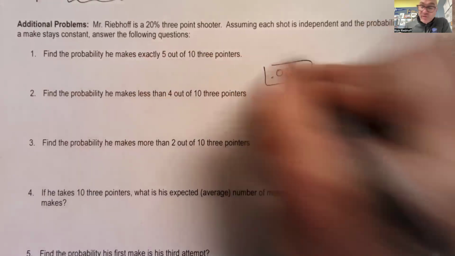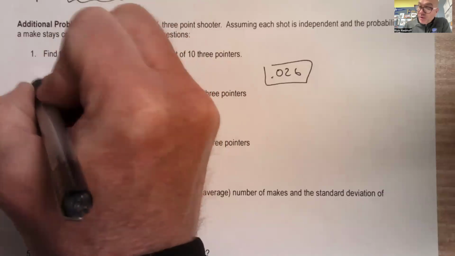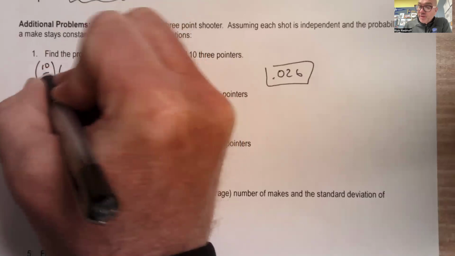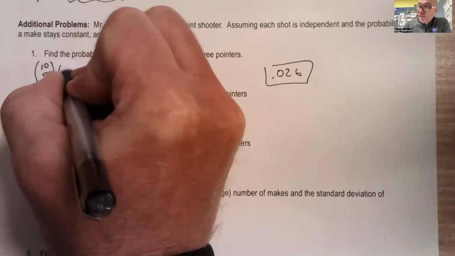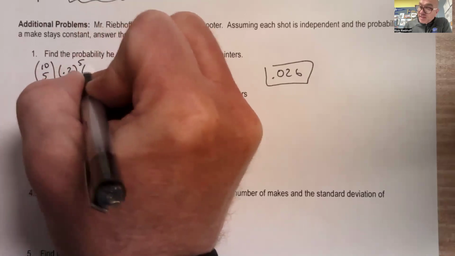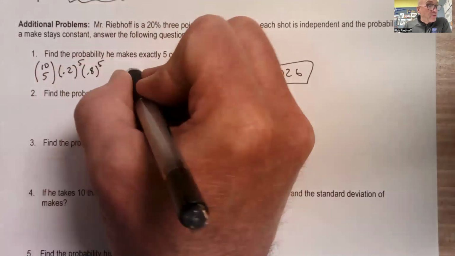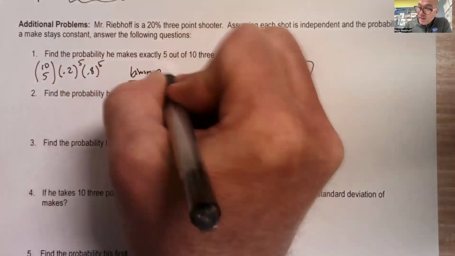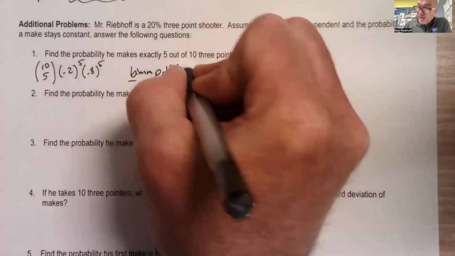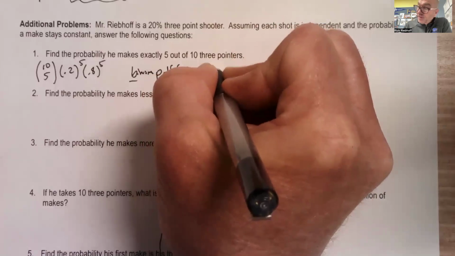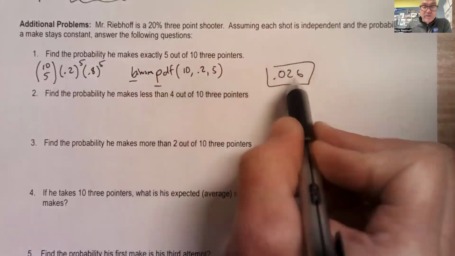You can get that a couple of different ways. You should be able to use the binomial formula, know how it works, and explain to somebody how it works. Should be able to find out what this means. We have 5 successes and 5 failures. You could also use binomial PDF, 10, 0.2, and 5. Either one of those gets you that.